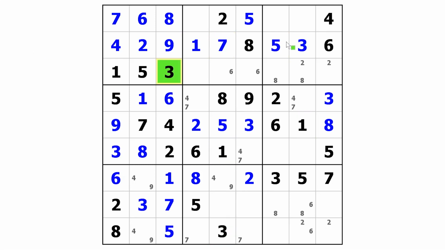And now because of these 2 3s, we can crosshatch a 3 into this cell. That must be a 3. We can enter that. And now we only have 2 cells left in row 1, and they have to be 1 and 9. But there's a 1 down here, so this has to be the 9, and this has to be the 1, and you can enter both of those numbers.